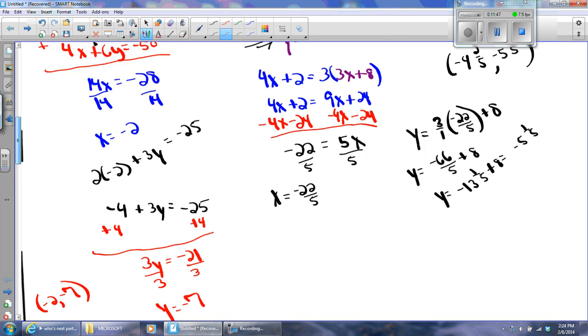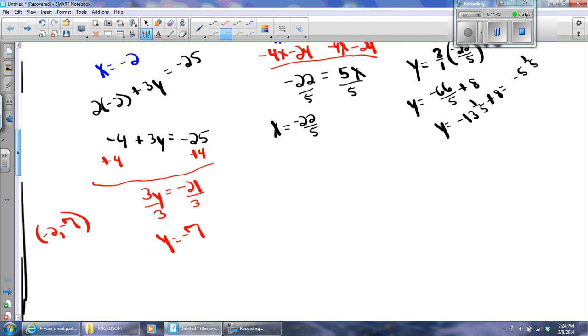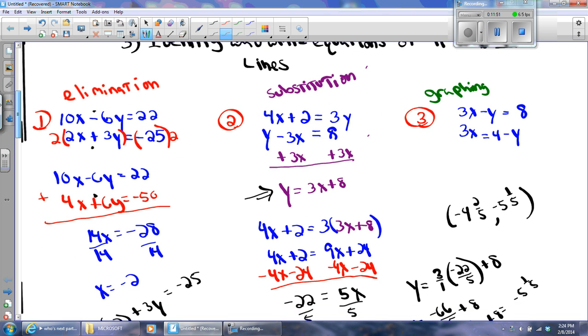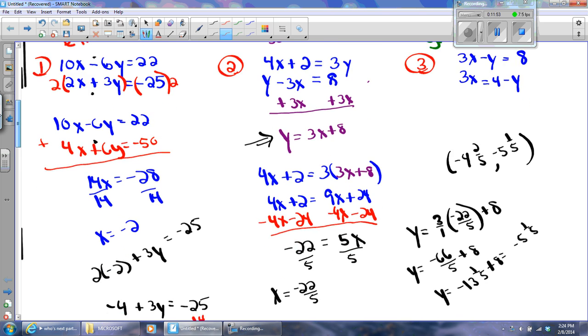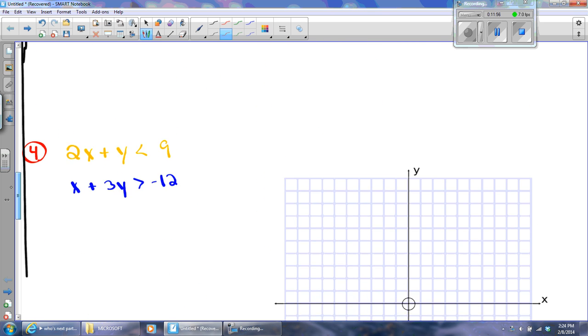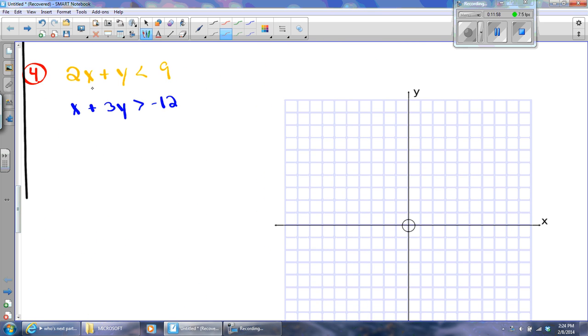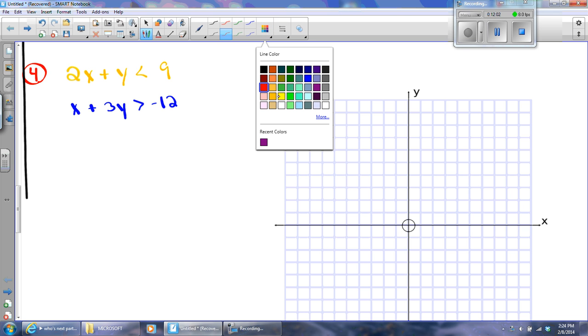But anyway, so there's 3 different ways to solve systems. Remember, you're going to have to use all 3 ways and show you can do it. All right, now I have a system of linear inequalities. I'm going to pretend that they're equations to begin with, and I'm going to find information like x-intercept, y-intercept, etc.